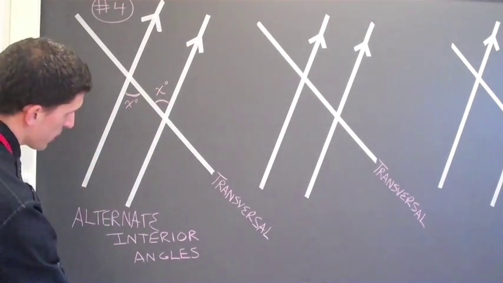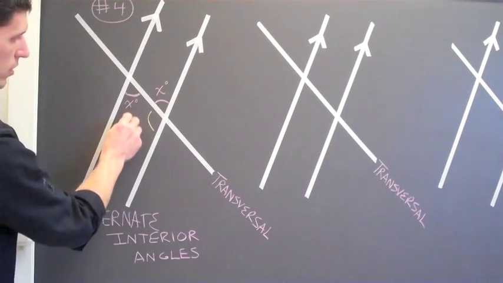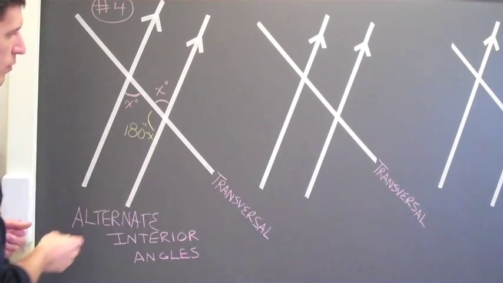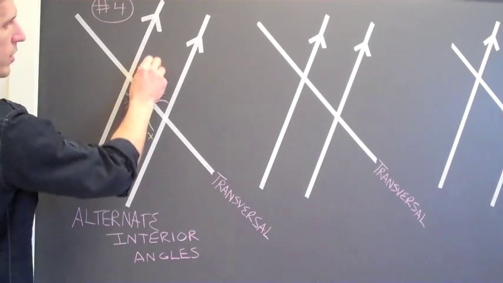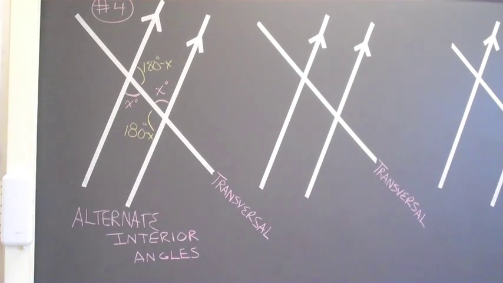If I were to mark them a different way, this angle in yellow would be a different angle. This would be 180 minus x, you know from rule number 2. This angle up here then would also be 180 minus x. That's how you find all interior angles in a right triangle.